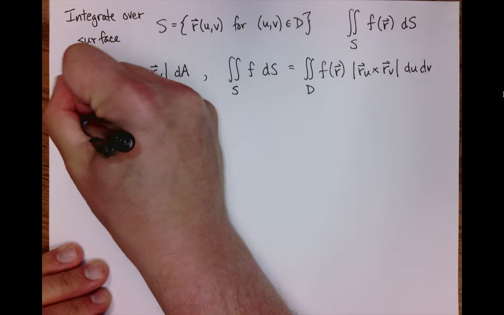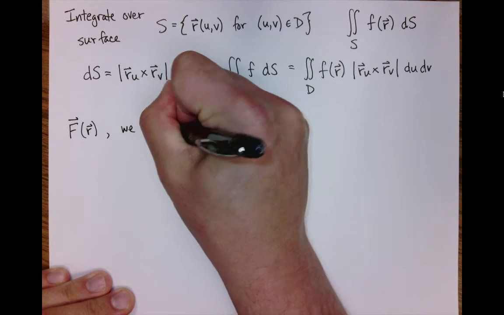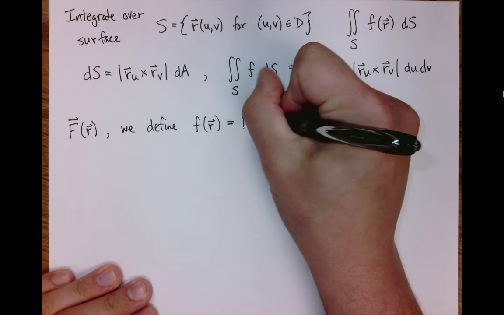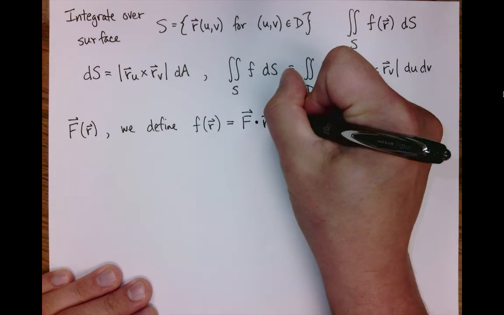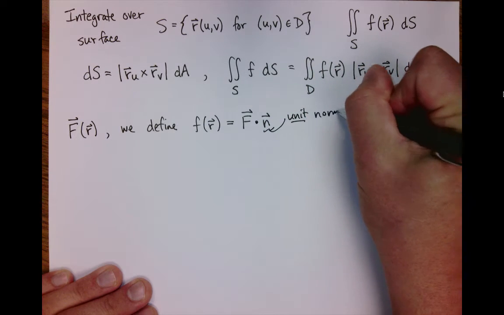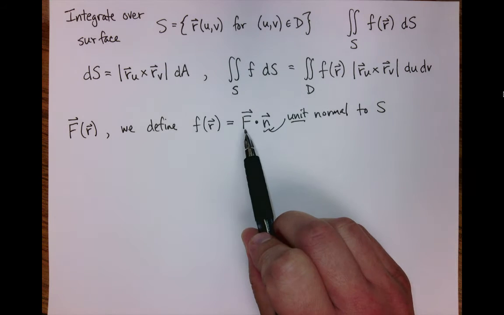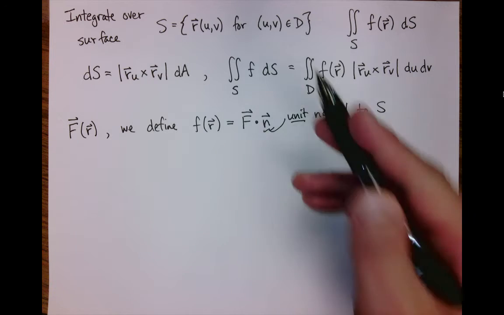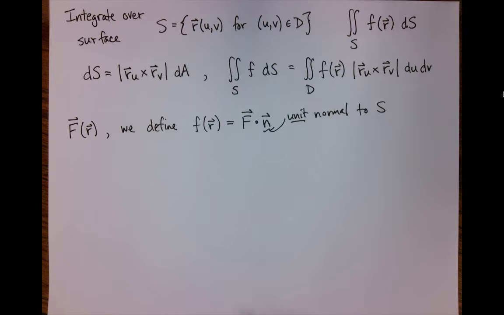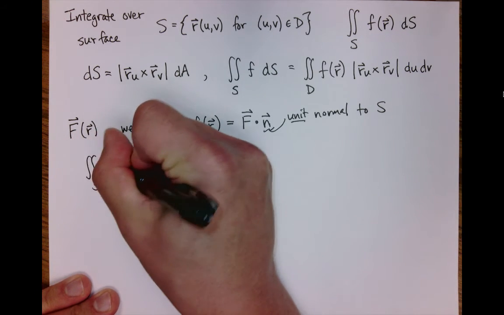Now if we have a vector field, capital F, we can proceed just like we did with the line integrals and define a scalar function based on it, which is the dot product between the vector field and n, where n is now a unit normal vector to the surface. So before, with a line integral, we added up dot products of F with a tangent vector. Now we're doing F with the normal to the surface. And this is a quantity which is called flux. It's an amount of stuff that flows through the surface per unit time.